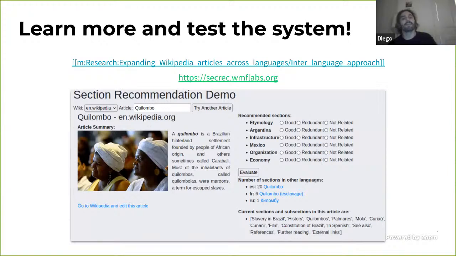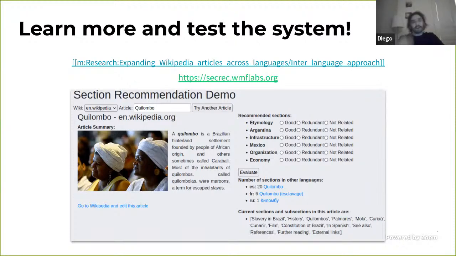If you want to learn more about this and more about the algorithm, you can check the presentation in the showcase in 2018, or you can also go to Meta-Wiki on Wikimedia and check more details about the algorithm that we use there. And we also have created this demo tool with SecRec at wmflab.org, where you can experiment how this is working in these 6 languages. And by the way, you can also help us to annotate more data to keep improving our annotations.